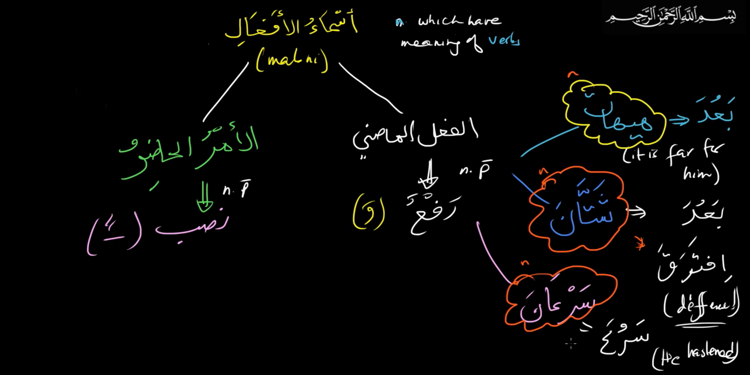Okay, Zayd hastened. And over here, there are some nouns that come in the meaning of amr hazir. So we'll give some examples of these. So amr hazir, okay. The first example is like ruwaida.